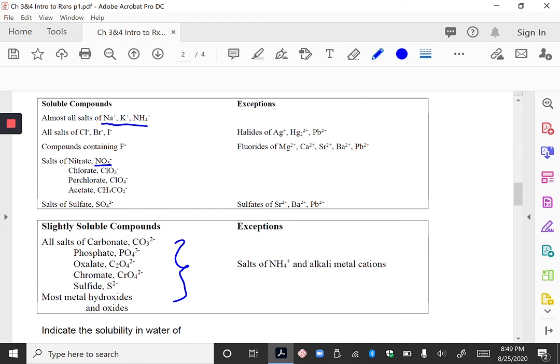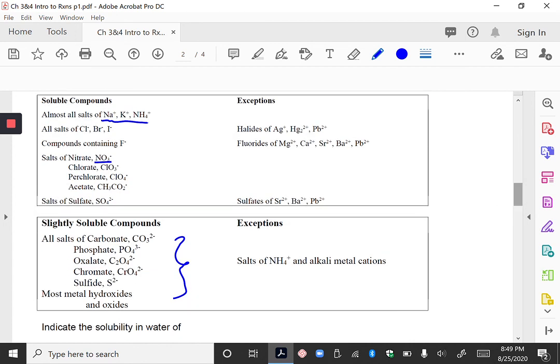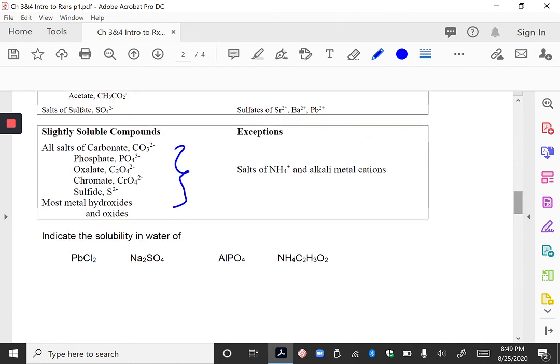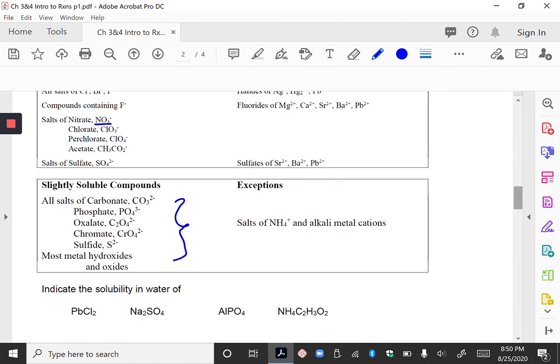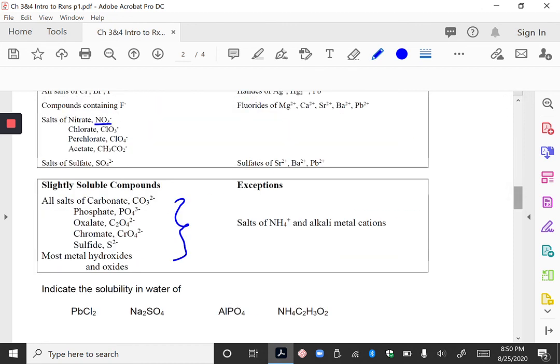So let's play soluble or insoluble. So we have PbCl2 first. And so I'm trying to get it so that it's, there we go, that's showing us the whole thing. Sorry, guys.